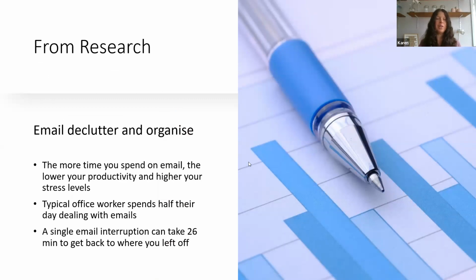Okay, so again, another little bit from research with our emails. It's found that the more time you spend on email, the lower your productivity and the higher your stress levels. And also it's found that the typical office worker spends half of their day dealing with emails alone. And just one single email interruption in your day can take 26 minutes for you to get back to where you left off. So, let's see what we can do about all these emails that we get.